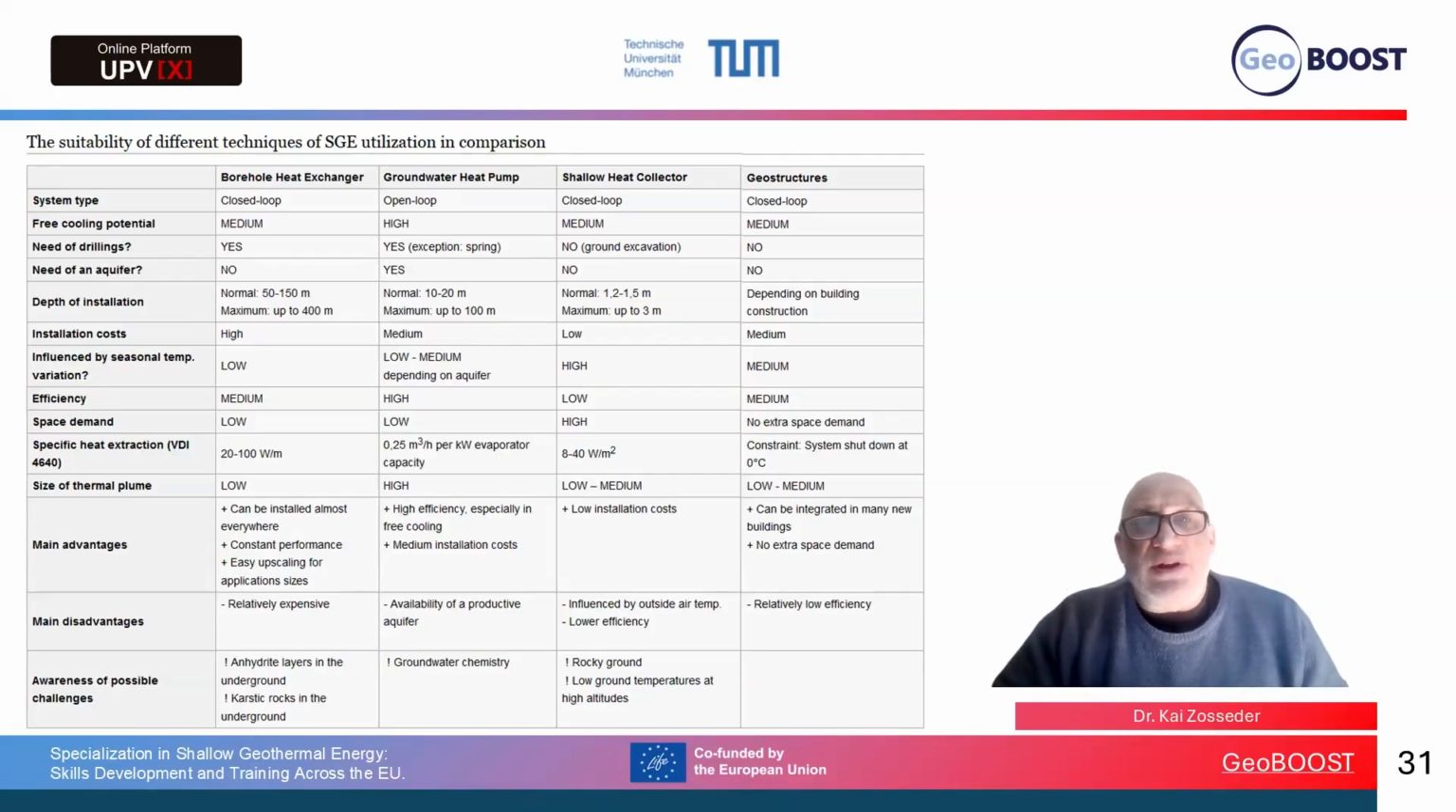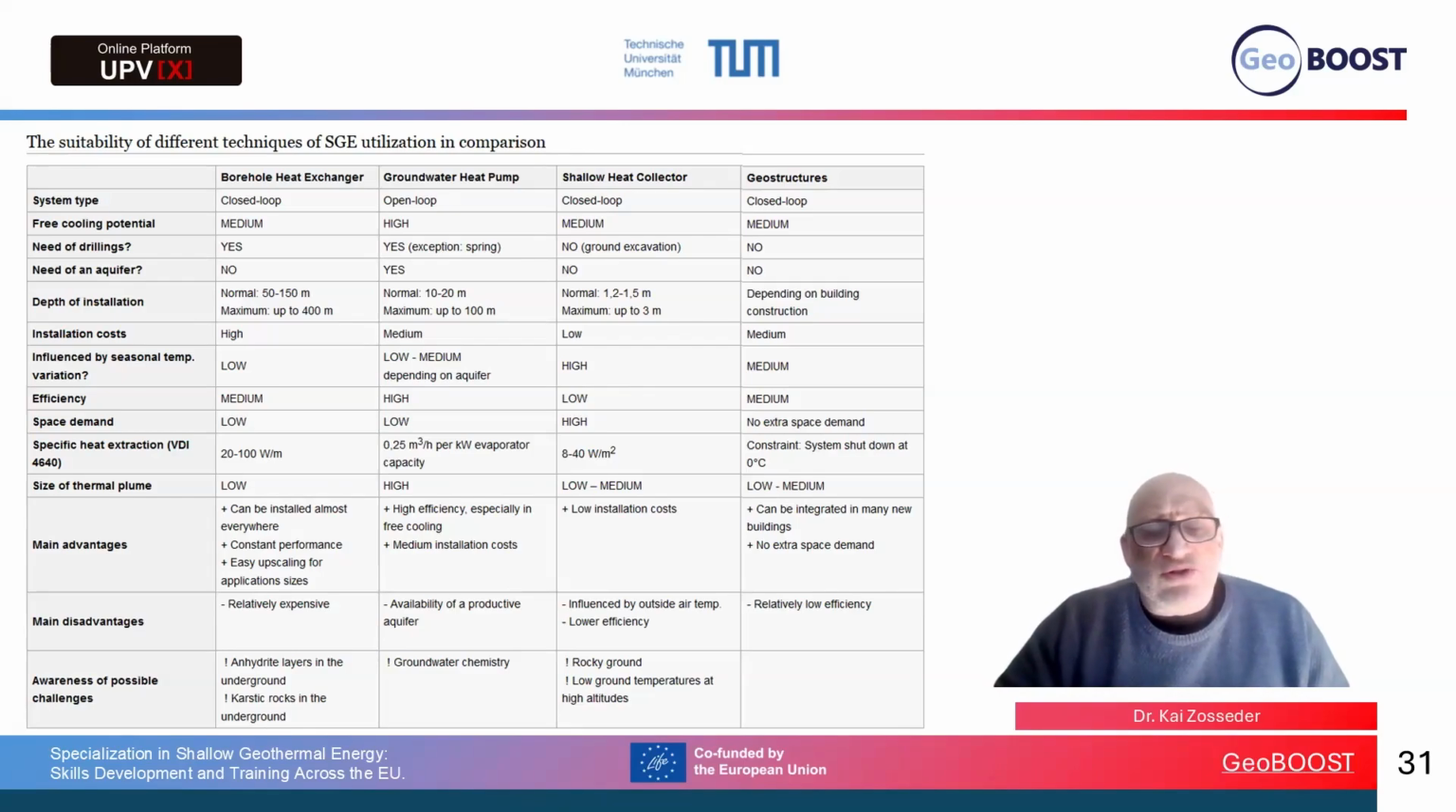Of course, with some systems we do not have to install them so deep, so the installation costs in general are not so high. But the efficiency is the other way around, more or less. The efficiency of groundwater heat pumps, for example, is quite high because you have a high underground temperature that you use, but ball heat exchangers also have a good efficiency. The lowest efficiency is with the shallow systems like the collectors.